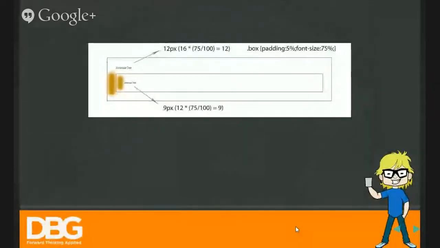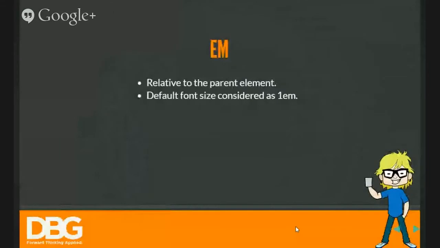The next. First it used 16 px as the base. It used 75% means 75% of 16. Then it gave you 12. And inside the nested it took the 75% of 12. Yeah. Right. Next. Then em.